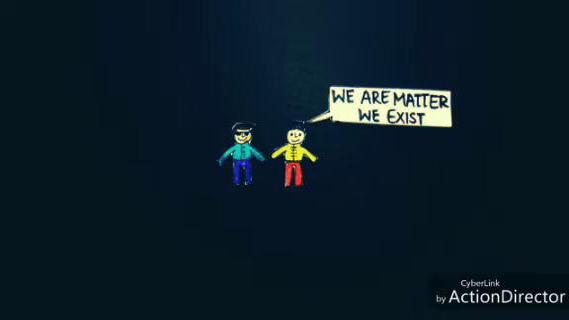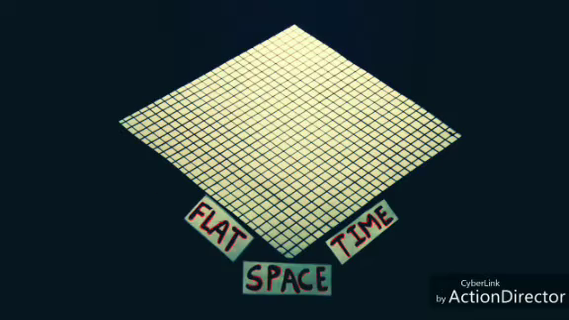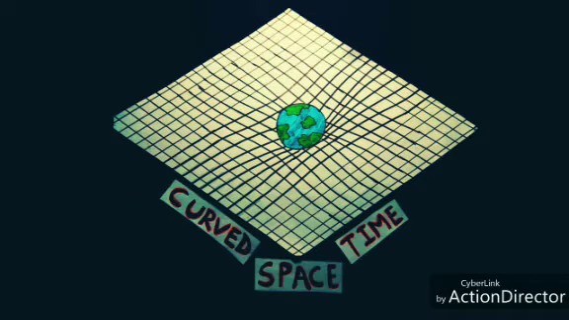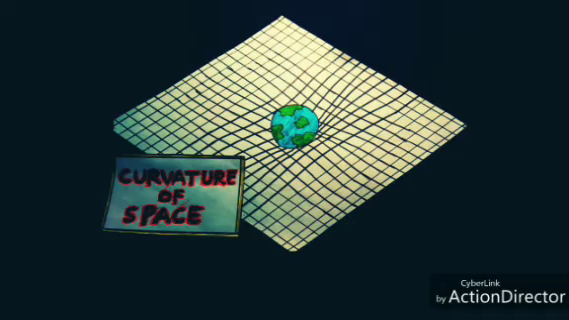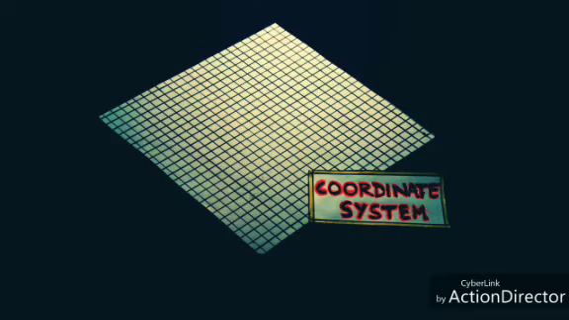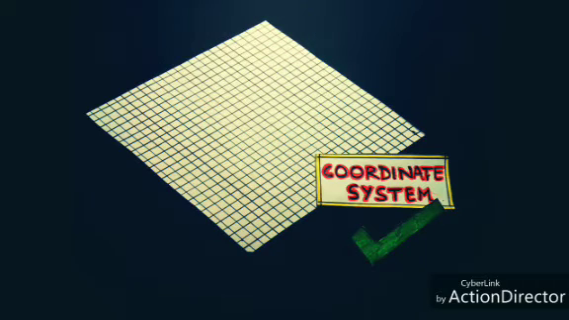Now whenever a quantity of matter exists, it bends the geometry of space-time. This results in a curved shape of space-time that can be understood as gravity. Now here, the lines do not represent the curvature of space, but instead they represent the coordinate system imposed on the flat space-time when there is no mass.